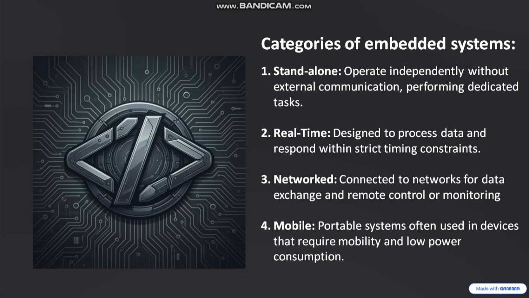Third one is networked embedded systems. These embedded systems are connected through a network or the internet, for example, IoT devices and smart home systems. Final one is mobile embedded systems. These are portable and battery operated, such as smartphones, smartwatches, and digital cameras.